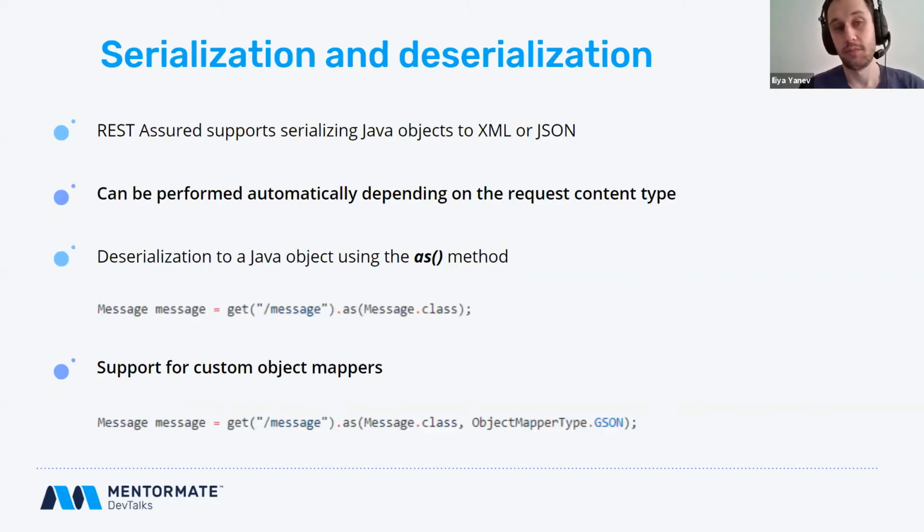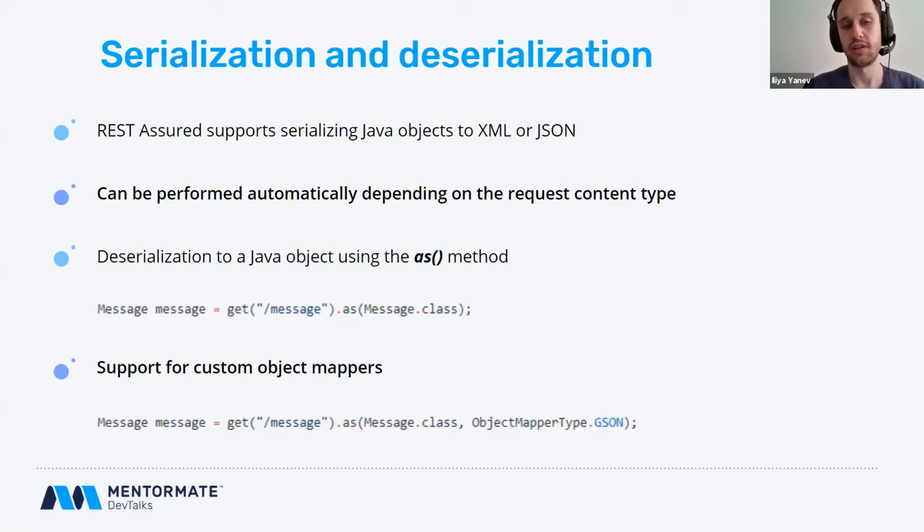And another very important feature is serialization and deserialization in Rest Assured. Rest Assured can convert your Java objects to XML or JSON, and it can do that automatically depending on the content type. By default, it will use the default Jackson object mapper. But if you wish, you can apply your custom data mapper in there. You don't have to use the default one.